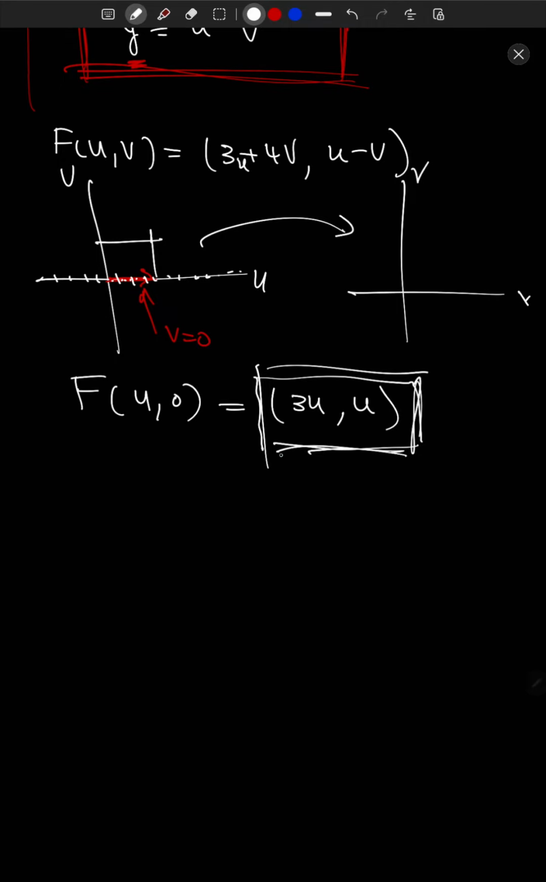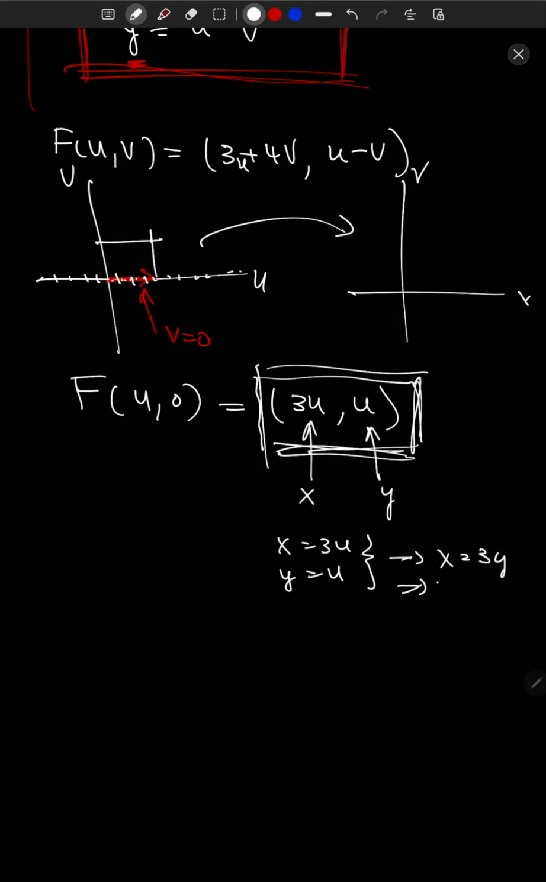So what is this on the right-hand side? Well, a good way to figure it out is this 3u is x, this u is y. So x is equal to 3u, y is equal to u. Putting that together, that tells me x is equal to 3y, which, if we're more comfortable looking at it like this, is y equals 1/3 x, right? And so what is that? That's a line of slope 1/3. So something like that, all right? So as I move along this horizontal line where v is 0, on the right-hand side my outputs are going to be moving along this diagonal line.